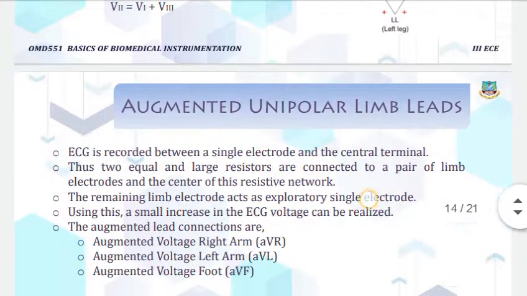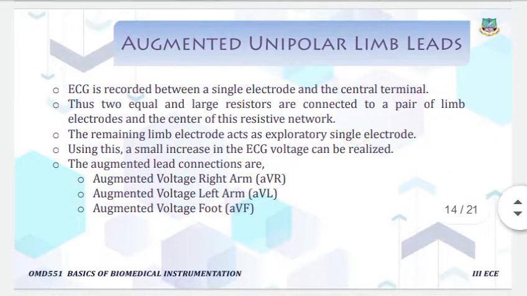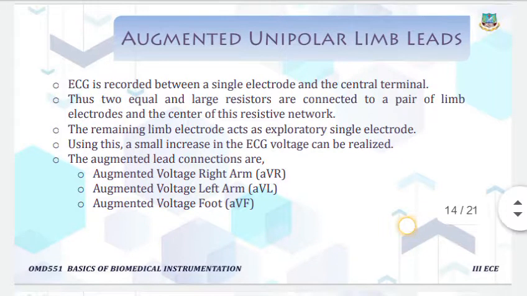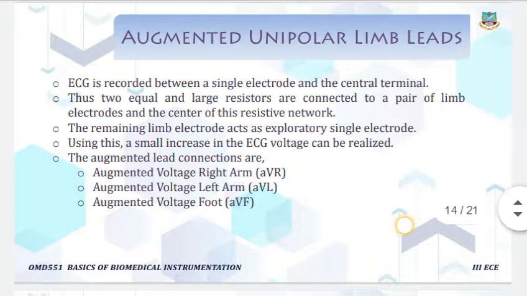Then we can go to the next topic, that is the augmented unipolar limb lead system. This was introduced by a scientist named Wilson. The ECG is recorded between a single electrode and the central terminal.